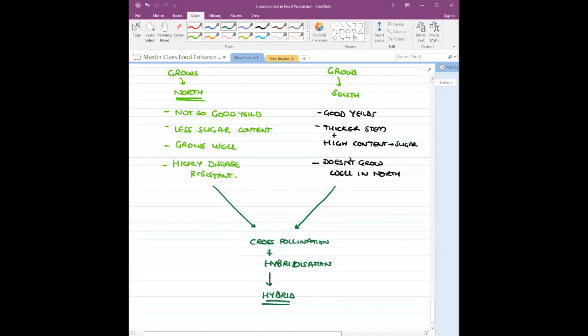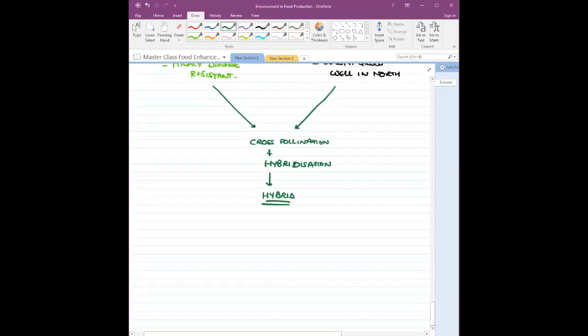Guys, now we started getting different kinds of hybrids with good qualities of both. For example, we got some of them like Coimbatore. CO is Coimbatore: Coimbatore 419, 421, 453. These are really nice varieties. These are some of the hybrids that we got.